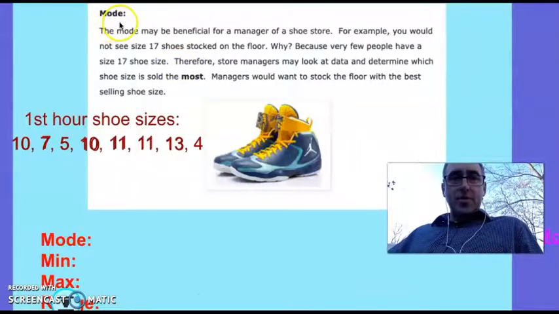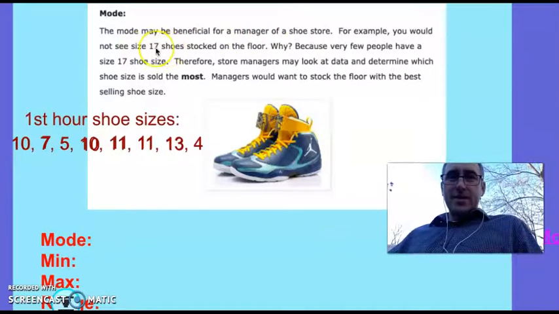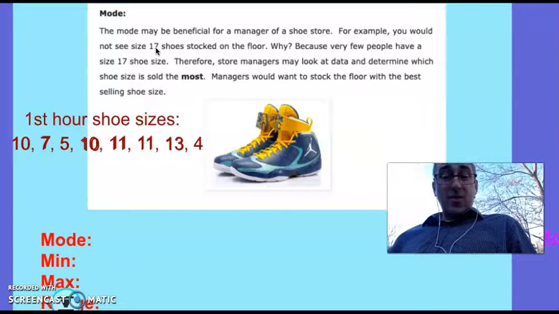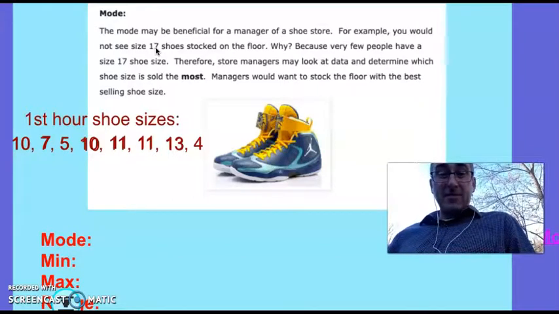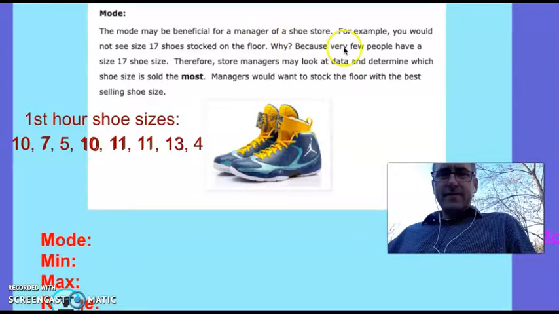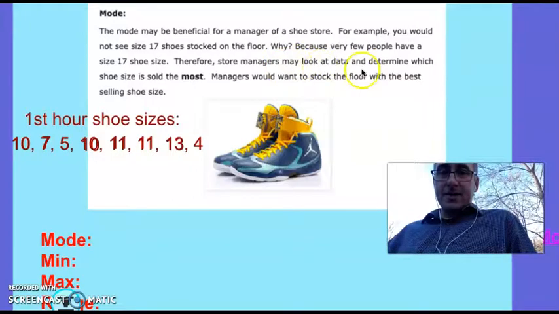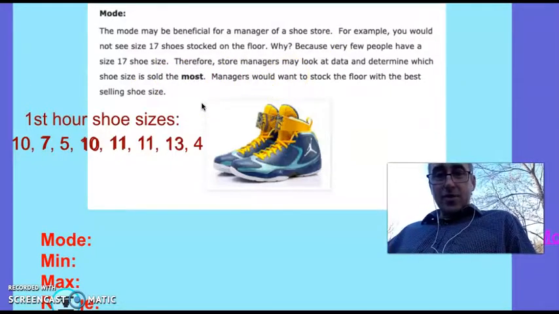Lastly, today we're going to look at mode. Now, mode can be very beneficial if you were a store manager, let's say at a shoe store. For example, you wouldn't see size 17 shoes a lot on the floor. People aren't going to come in for 17s, so you might not carry them. Or if you do, you might only carry 1 or 2 17s and maybe not every style. Why? Because very few people have a size 17 shoe. Therefore, the store manager may look at the data and determine which shoe sizes are sold the most. Managers would want to stock the floor with the best-selling shoes, because remember, their goal isn't to get shoes for you, but it's to sell the most shoes.